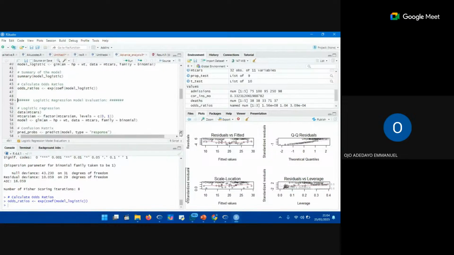So let us check what we call the logistic regression model evaluation. We want to evaluate our model.